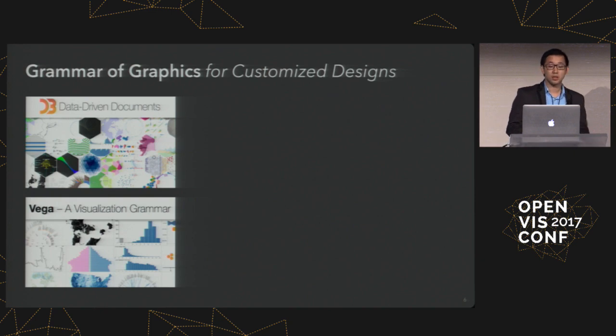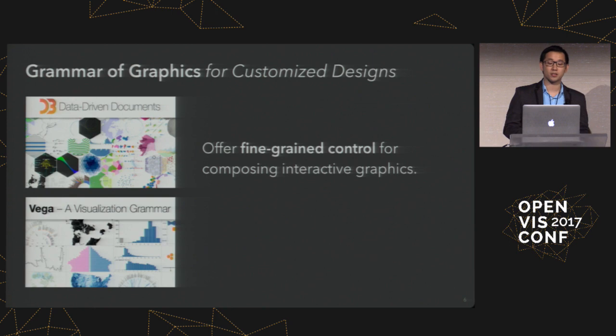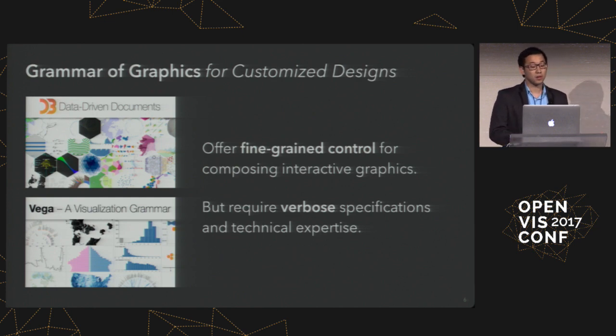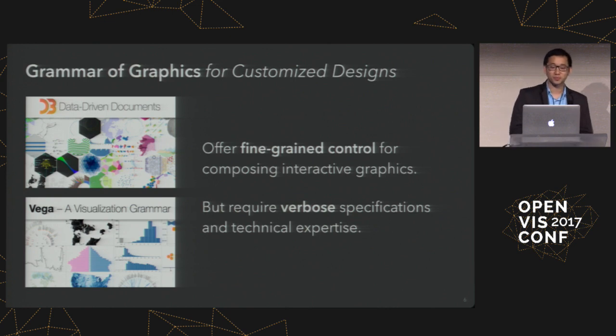With these building blocks, tools for customized visualization design, such as D3 and Vega, offer fine-grained control for composing interactive graphics. However, these tools, as you may know, require verbal specification and some technical expertise. For example, creating a simple bar chart in D3 requires at least a few dozen lines of code and some level of expertise in JavaScript and SVG and Canvas and so on.